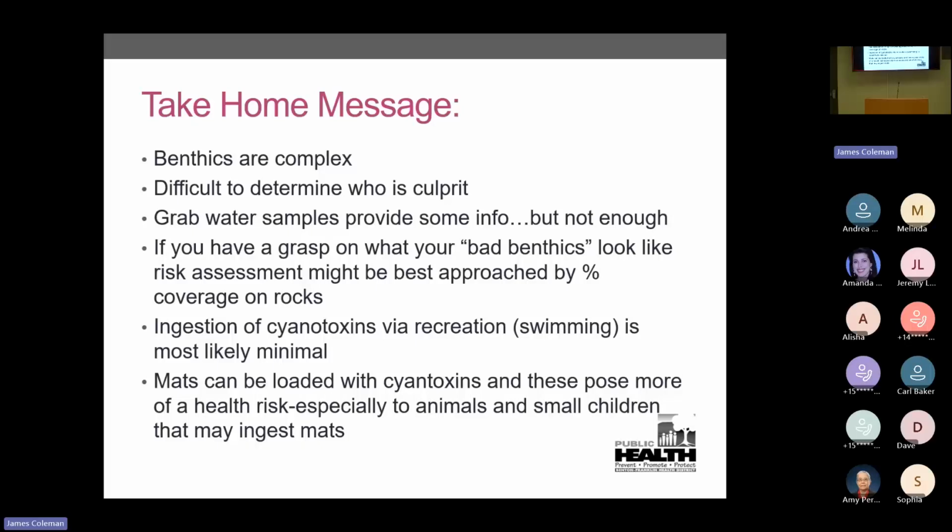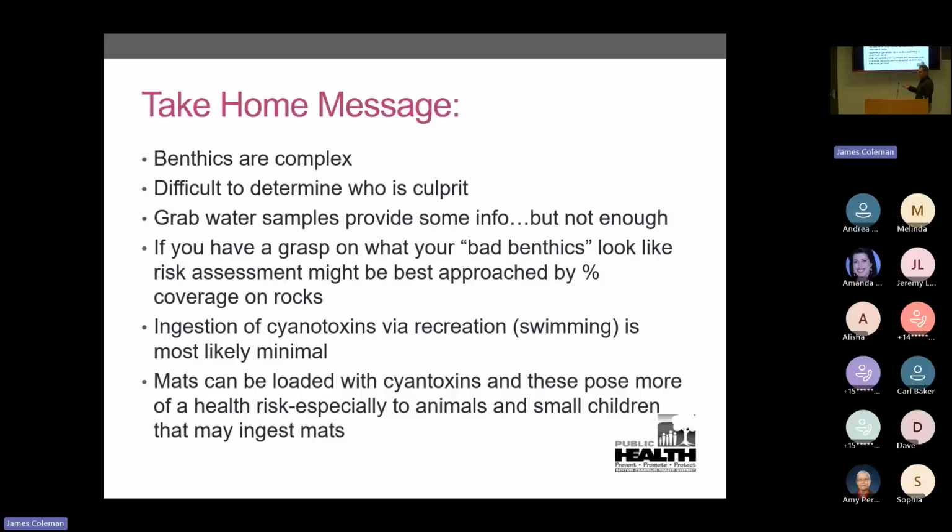I don't think it presents much of a health hazard to adults just jumping in and swimming. And the reason for that is most of us aren't ingesting a lot of water when we swim. And if we do, it's a very small amount. The toxins are fairly dispersed in the water column. So I don't think it presents a very large risk to humans that are just recreating in the water, water skiing, jet skiing, fishing, that sort of thing.